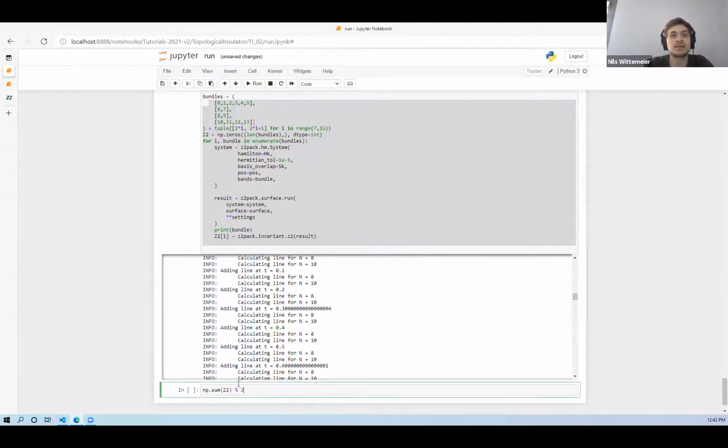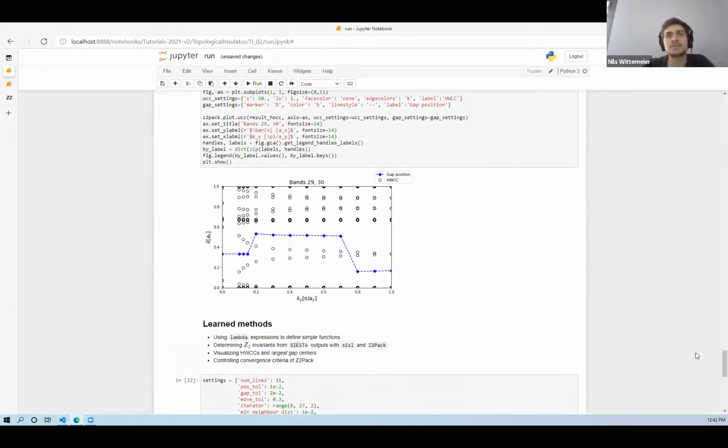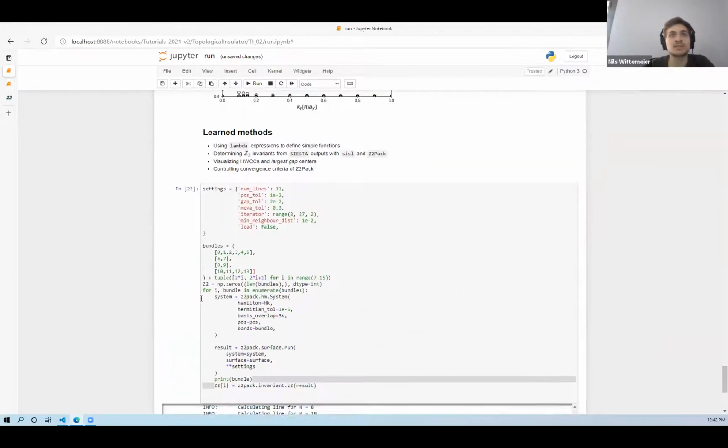Doing something like this, taking the sum of all the Z2 invariants that you have stored, then modulo 2, and you have the Z2 invariant for the whole system. Yeah, that's it from me, I think, for this tutorial.